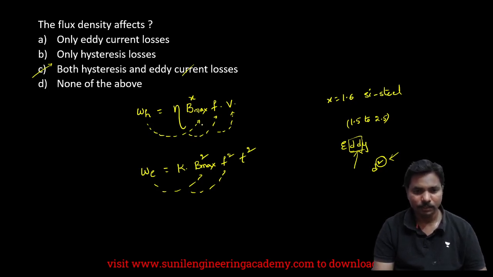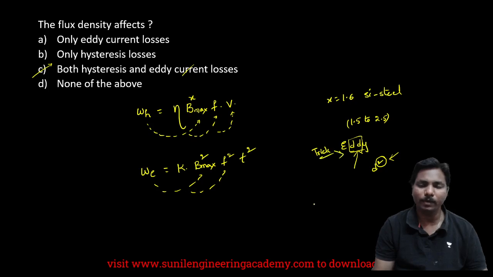All of you getting this? By using this small trick, you can simply remember the differences between hysteresis and eddy current losses. Hysteresis loss is proportional to frequency, and eddy current loss is proportional to frequency square. Okay, coming to the next question.